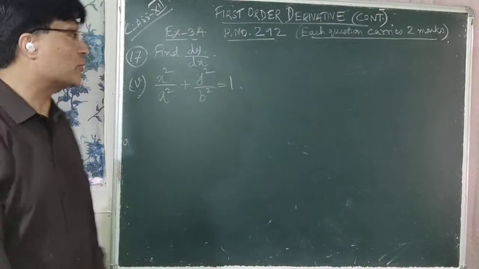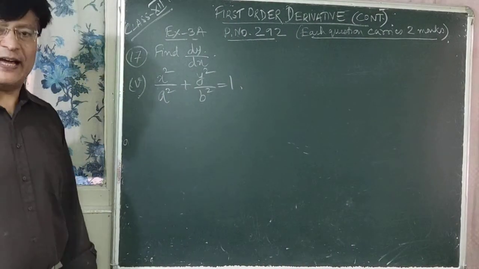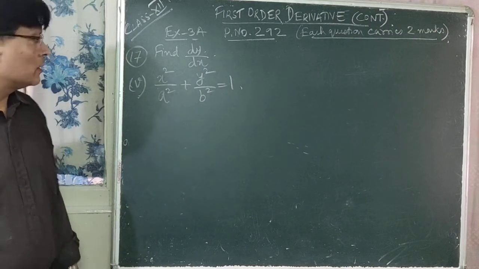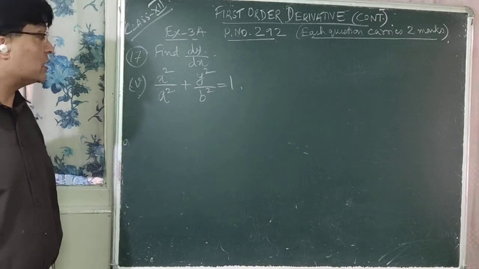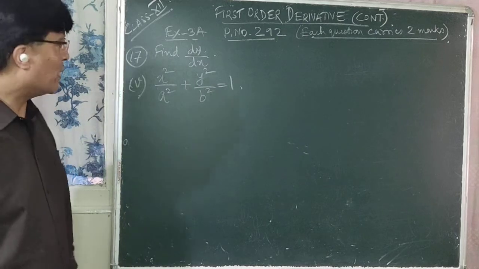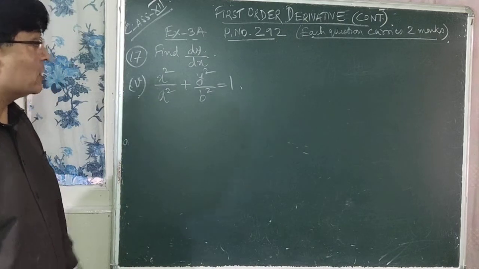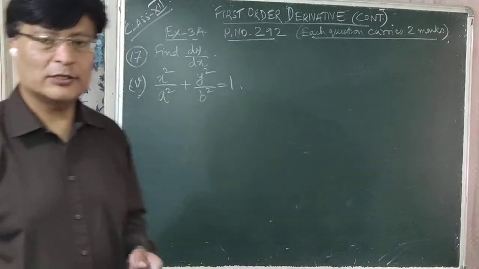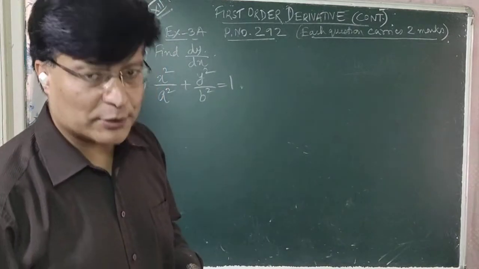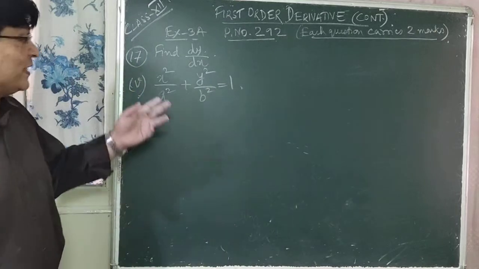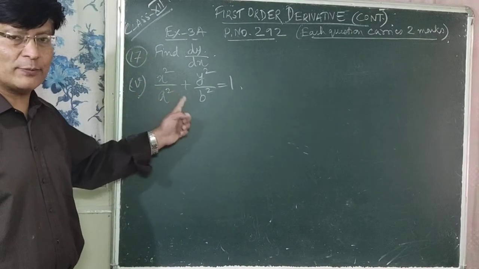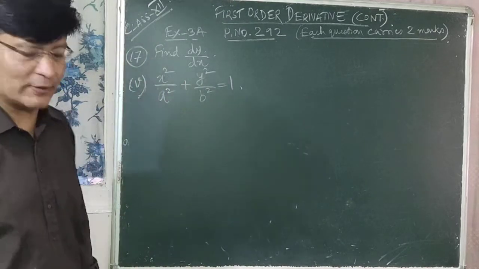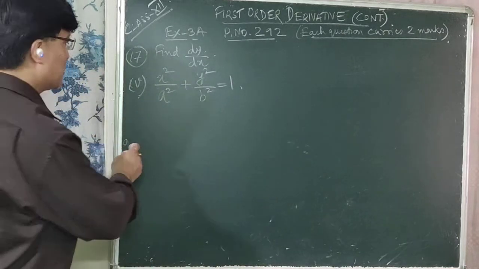So now we'll do the next question, that is number 17. Find dy by dx. So number 5. It is given x square upon a square plus y square upon b square is equal to 1. You know that in class 11 you did coordinate geometry. In coordinate geometry there is an ellipse. So this is the equation of an ellipse. x square upon a square plus y square by b square is equal to 1. Right? So let us find out dy by dx from here.